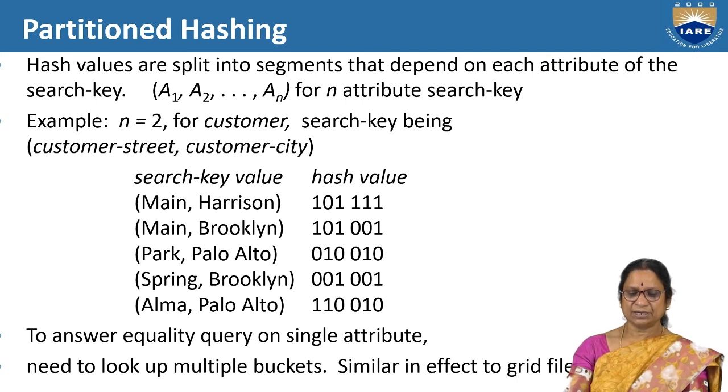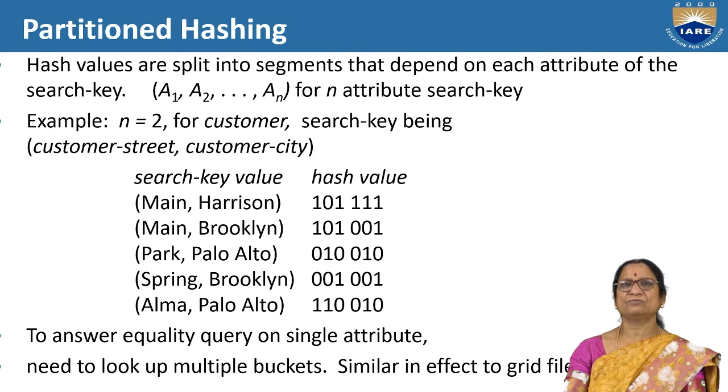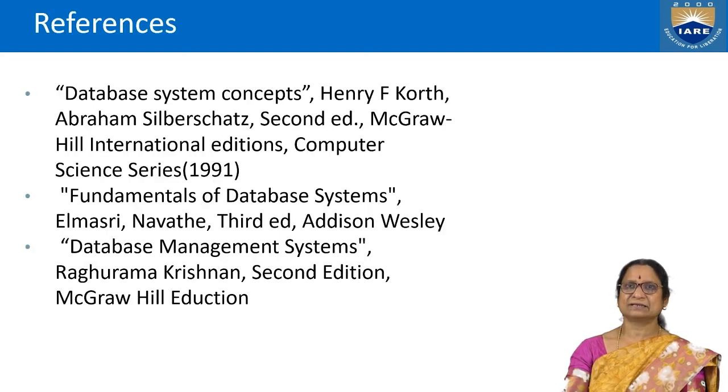So to answer queries on a single attribute, we will store the value of the combination of these two search keys. The respective hash key will be generated by us. Then we need to look up multiple buckets, similar in effect to grid files, which we already discussed in the B-tree concept. Bitmap indices as well as grid indexing structures were introduced along with the B-tree indexing structure.